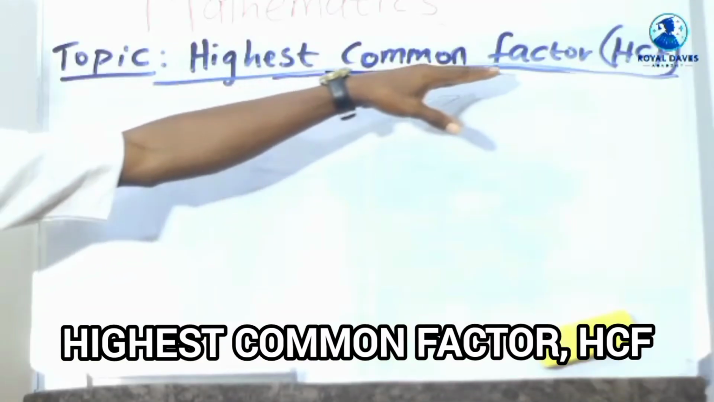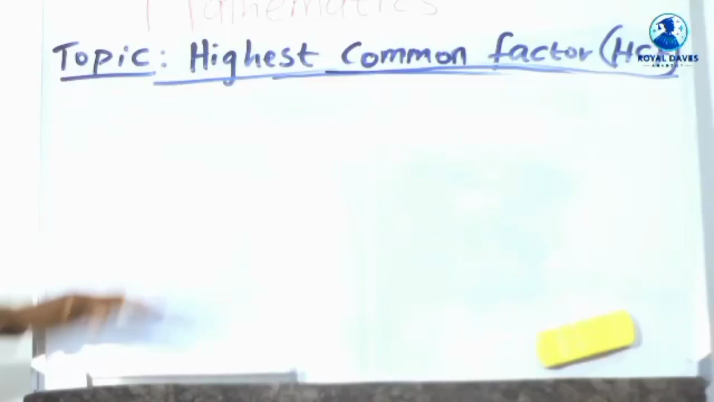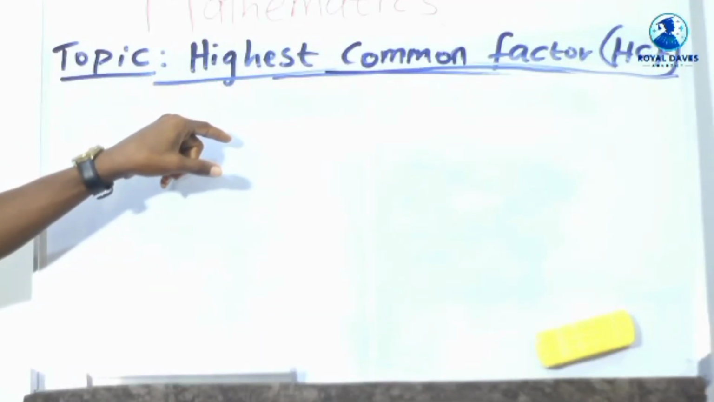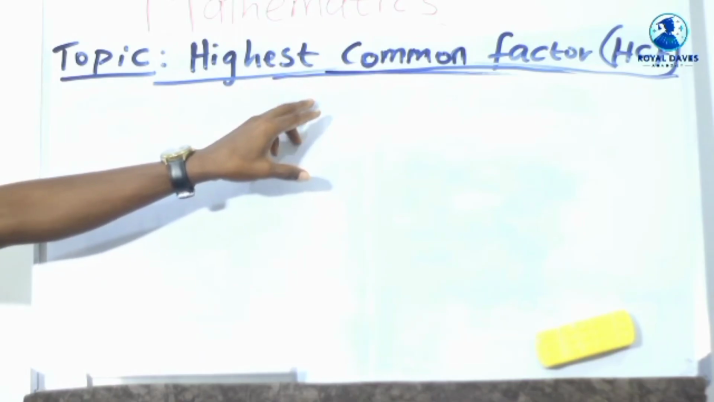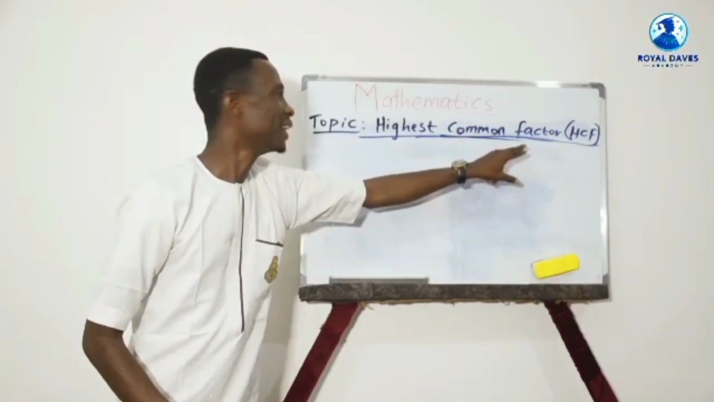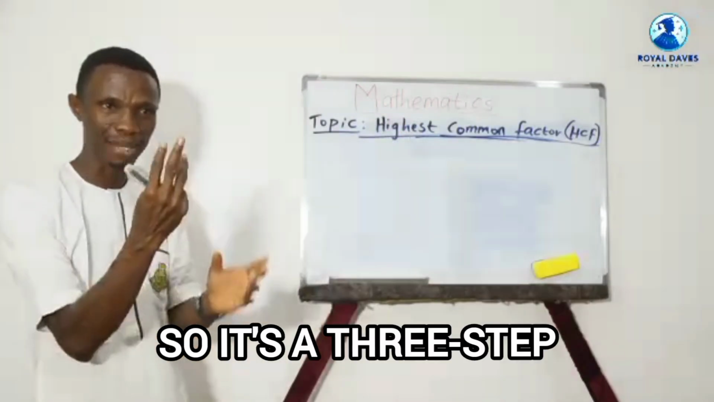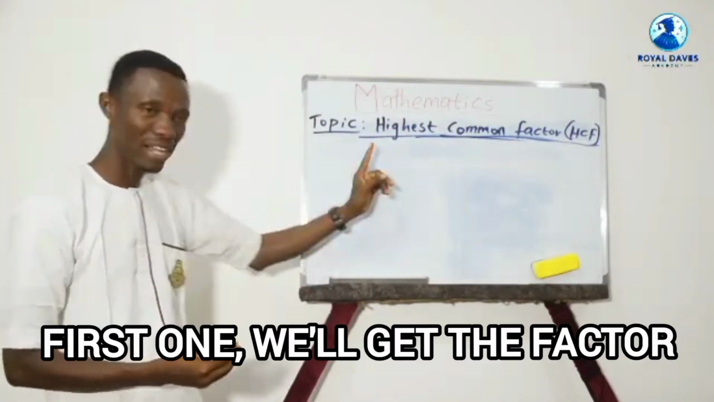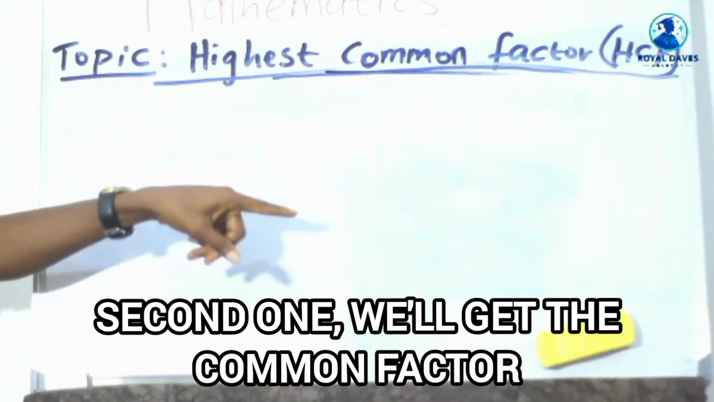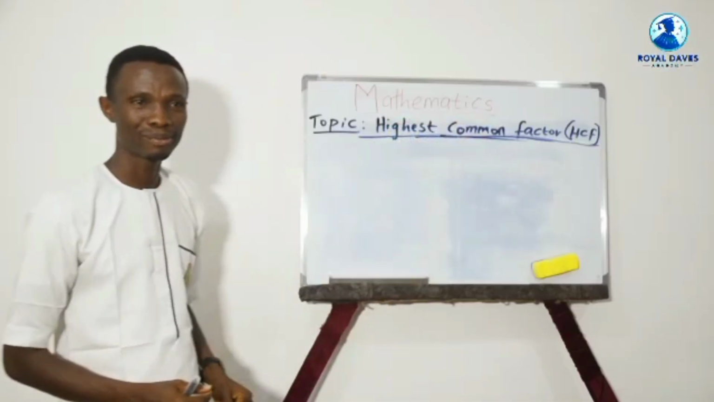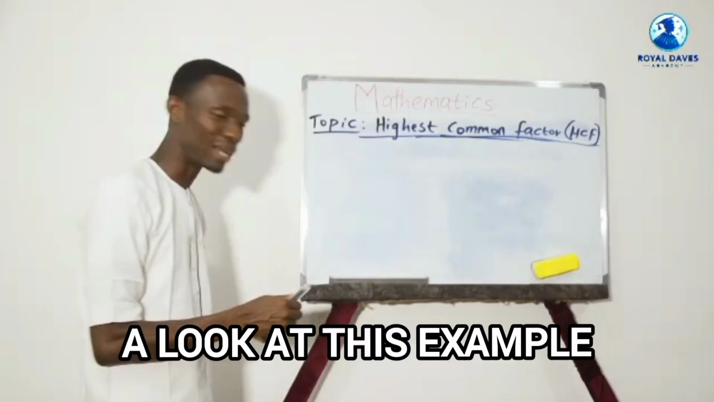Highest common factor, HCF. So we're looking at the common factor, which is the highest number. We'll first of all get the factors of the numbers, then we'll get the common factors, and then we'll get the highest common factor. So it's a three-step process. First, we get the factors. Second, we get the common factors. And the last step, we get the highest common factor. So let's take a look at this example.